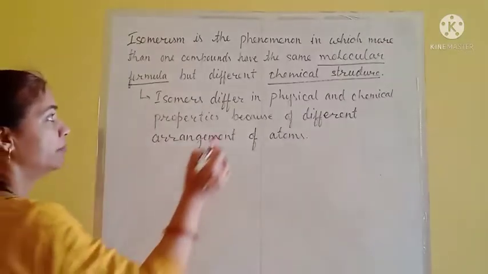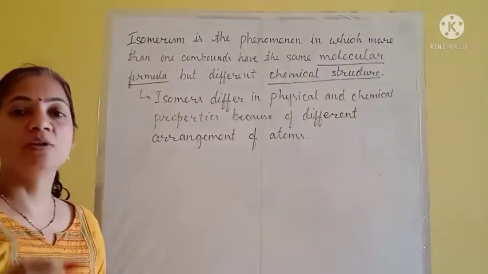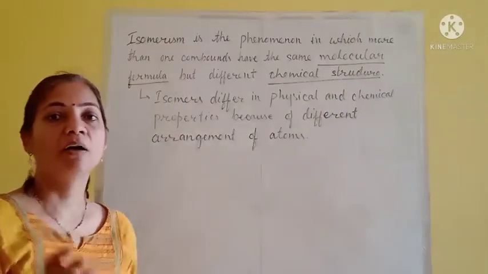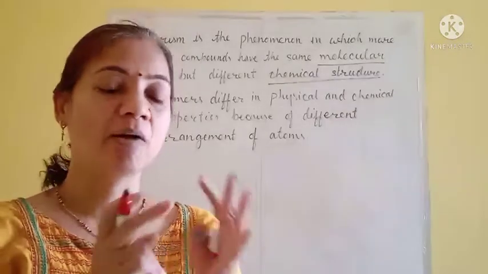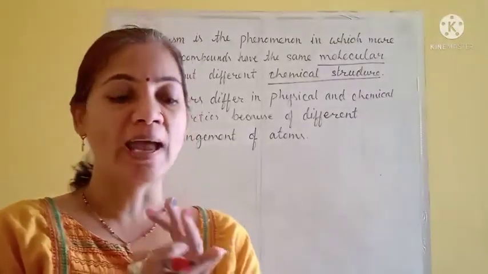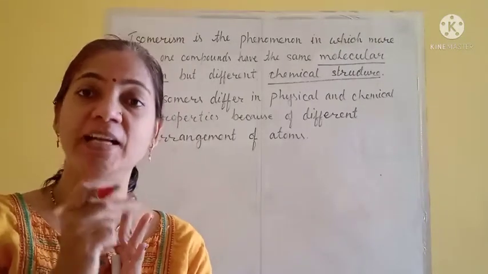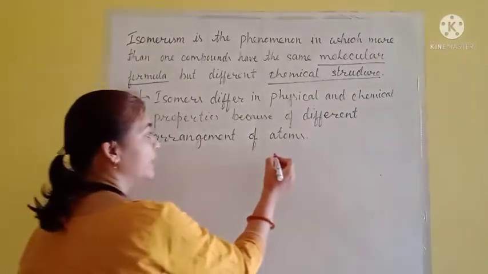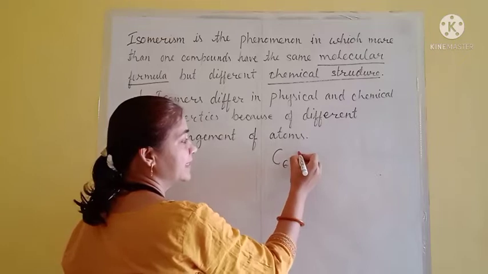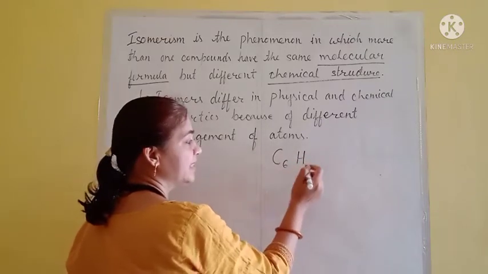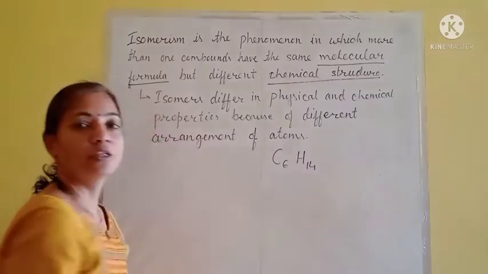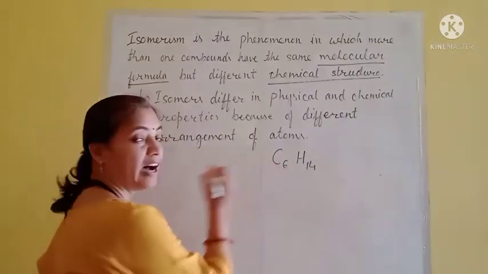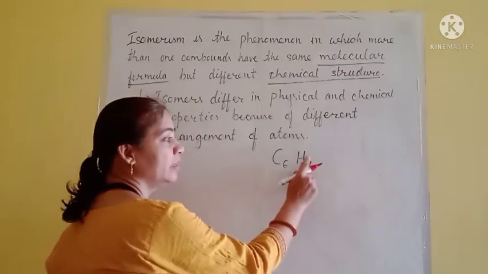Now in this definition, one word has come, molecular formula. So let us first understand what is the meaning of molecular formula. Molecular formula is a formula which gives us what all atoms are present in a molecule and how many. For each atom, how many atoms are present for that specific atom. For example, suppose I write C6H14. So this tells me that in this specific compound you have 6 carbon atoms and you have 14 hydrogen atoms.